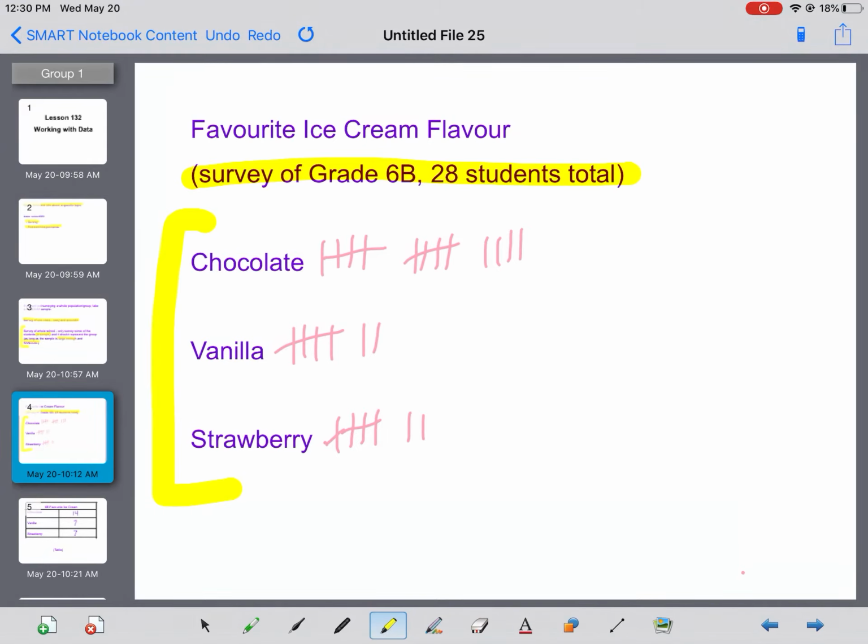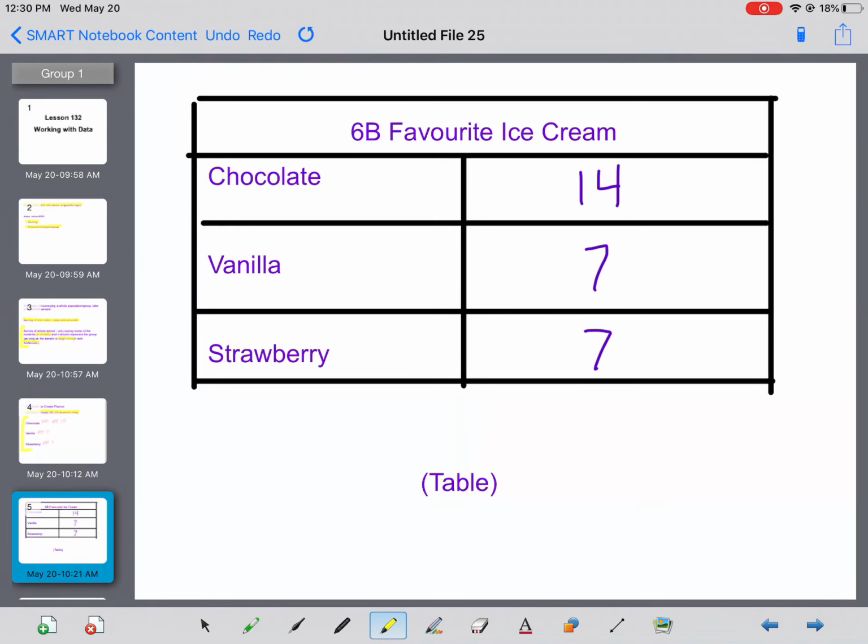14 people said chocolate was the best, 7 people said vanilla, and 7 people said strawberry. That is your data, that is your information. Your next step would be to take that information and organize it into a table. And a table is just a chart that shows the specific number values that you found.